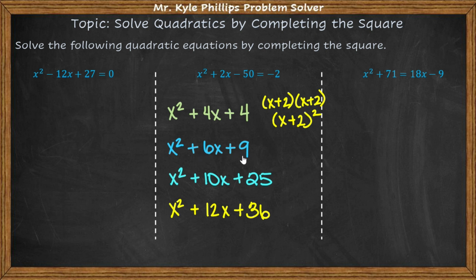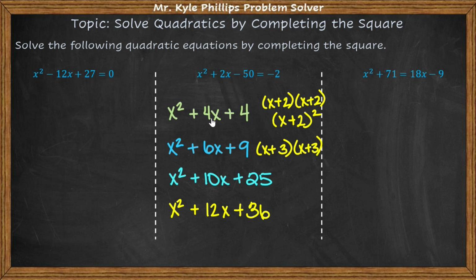Same thing here. What are factors of 9 that I can add to get 6? Well, that would be x plus 3 and x plus 3. And notice it's the same thing here. What are factors of 25 that add to give me 10? 5 and 5. What are factors of 36 that add to give me 12? 6 and 6. So it'd be x plus 6 and x plus 6.